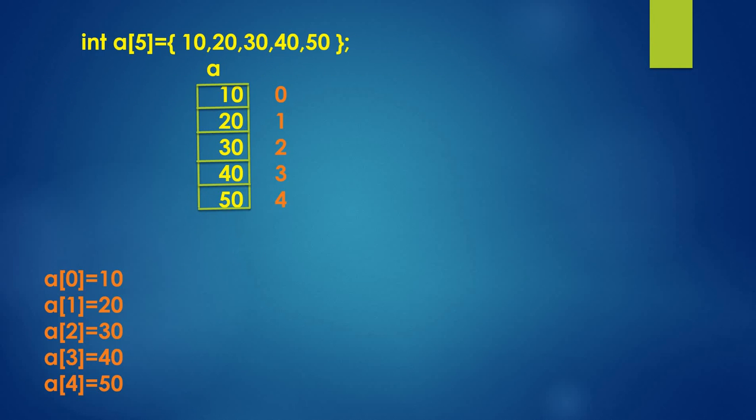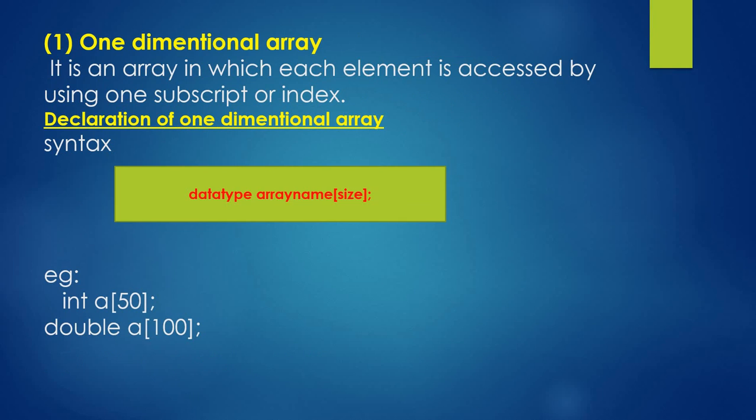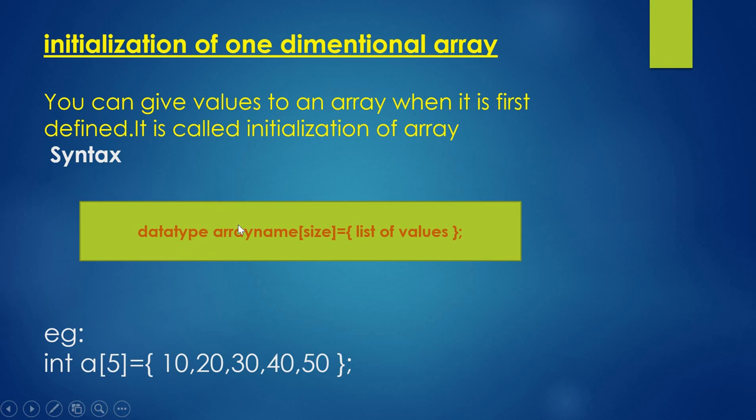Then declaration and initialization syntax. The declaration syntax of a one-dimensional array is data type, array name, size in square brackets, and semicolon. Initialization means we are giving the values at the declaration time itself. That is called initialization. The initialization syntax is data type, array name, size, equal to, list of values inside curly brackets.